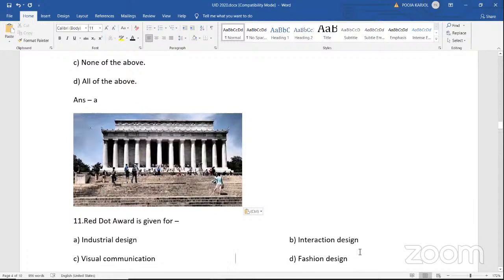Ma'am, why are there more architecture-related questions? See, in this paper, they have included it. That does not mean they will always include it. That does not mean they will never include it. But it concerns design, right? For your interaction design, visual communication design, all these are important. It's a mixture of all of them, but in this paper, they have asked more architecture questions.